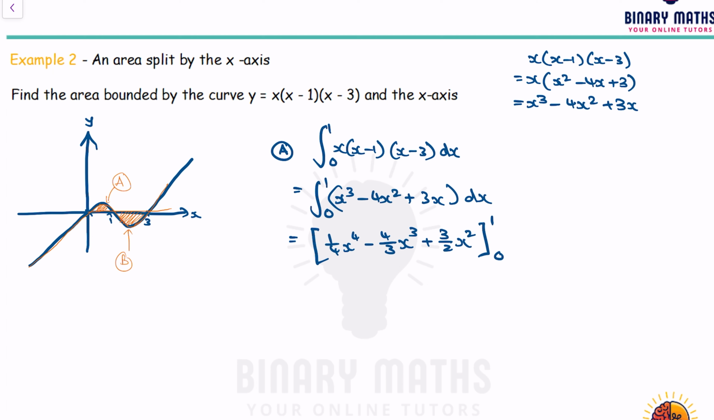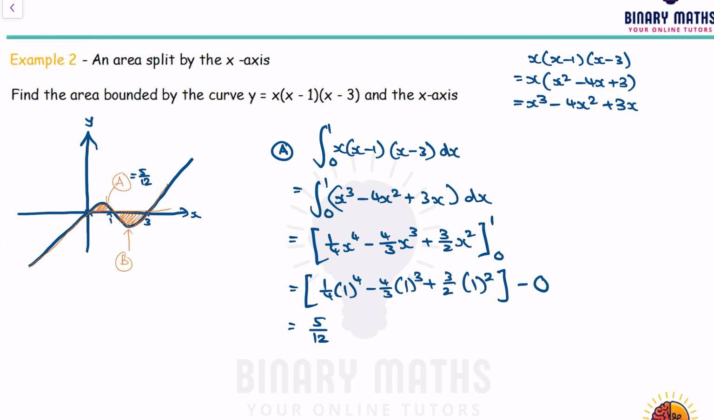So I need to substitute 1 in and then 0 in. So a quarter times 1 to the power of 4 minus 4 over 3 times 1 cubed plus 3 over 2 times 1 squared. When I substitute 0 in, I know I'll get 0, so minus 0. That's the same thing as a quarter minus 4 over 3 plus 3 over 2, which is 5 over 12. So A is equal to 5 over 12.